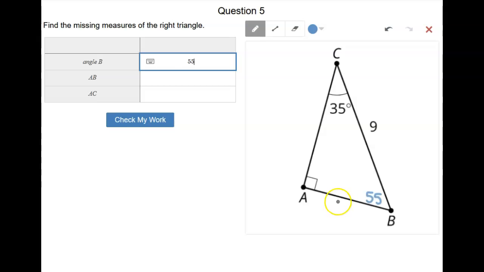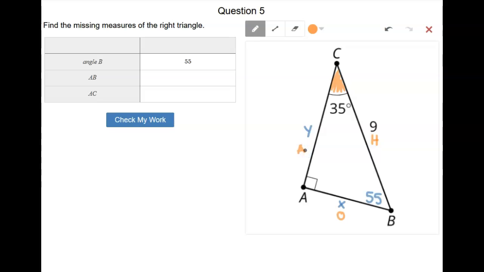So the other 2 that we have to find would be AB, and we have to find AC. So let's find X first. If we work with the 35-degree angle, I want to label my triangle according to that angle. So across from this is my opposite, this is my hypotenuse, and this side would be the adjacent.